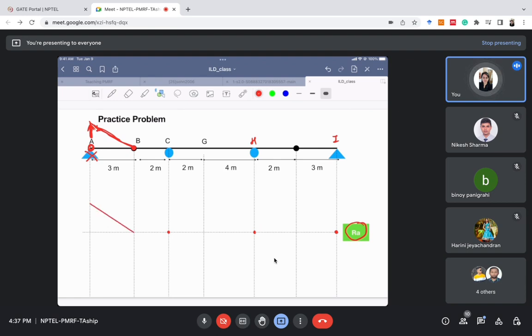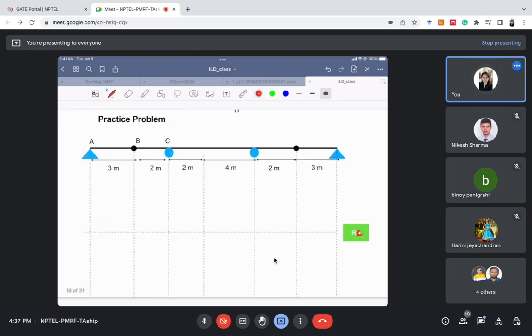So for solving this kind of problems, you have to use your imagination a little bit. The other points I'm just joining. So this will be the ILD for reaction at A. As simple as that. So just practice a lot of problems for this. Okay, so let's see some GATE problems now.